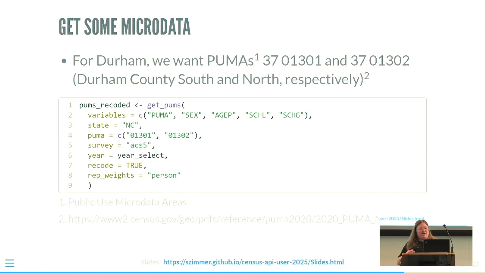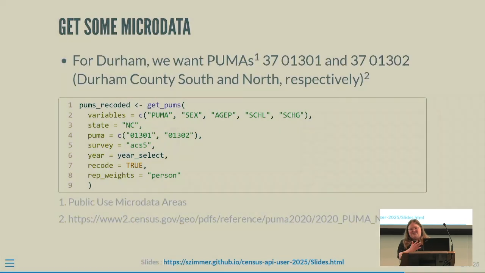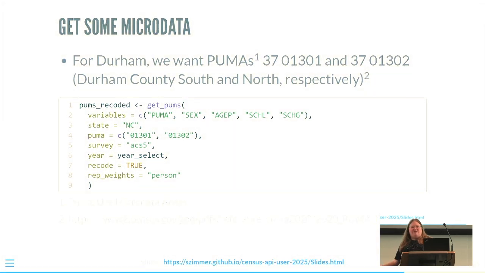For Durham, we want the PUMAs, which are these 2 values. I did have to look this up. I did not know this offhand. PUMAs are public use microdata areas. These are areas in the country that have roughly 100,000 people. So in Durham County, we have 2. Los Angeles County has something like 70 or 80 of them. In Wyoming, they are multiple counties. So it's to make roughly equal areas in terms of population.